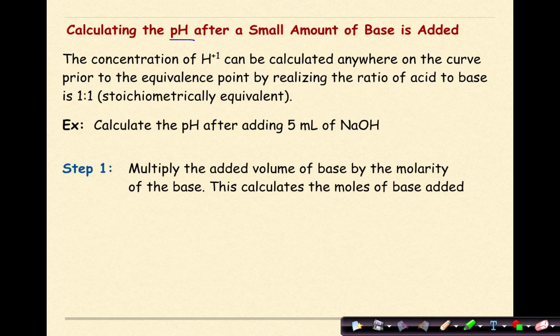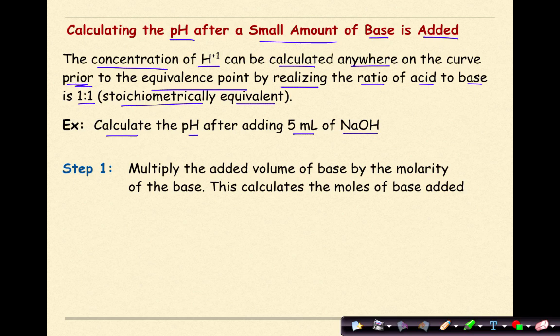Calculating the pH after a small amount of base is added. The concentration of our hydrogen ions can be calculated anywhere on the curve prior to the equivalence point by realizing the ratio of acid to base is 1:1, otherwise known as stoichiometrically equivalent. So let's calculate the pH after adding 5 milliliters of sodium hydroxide.